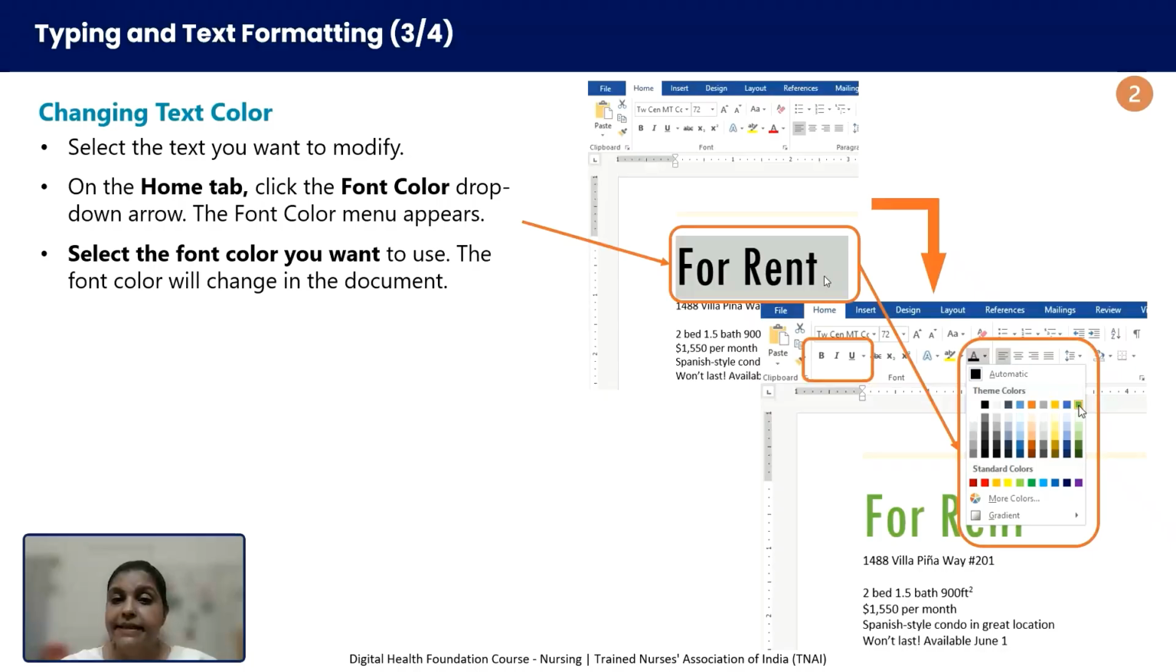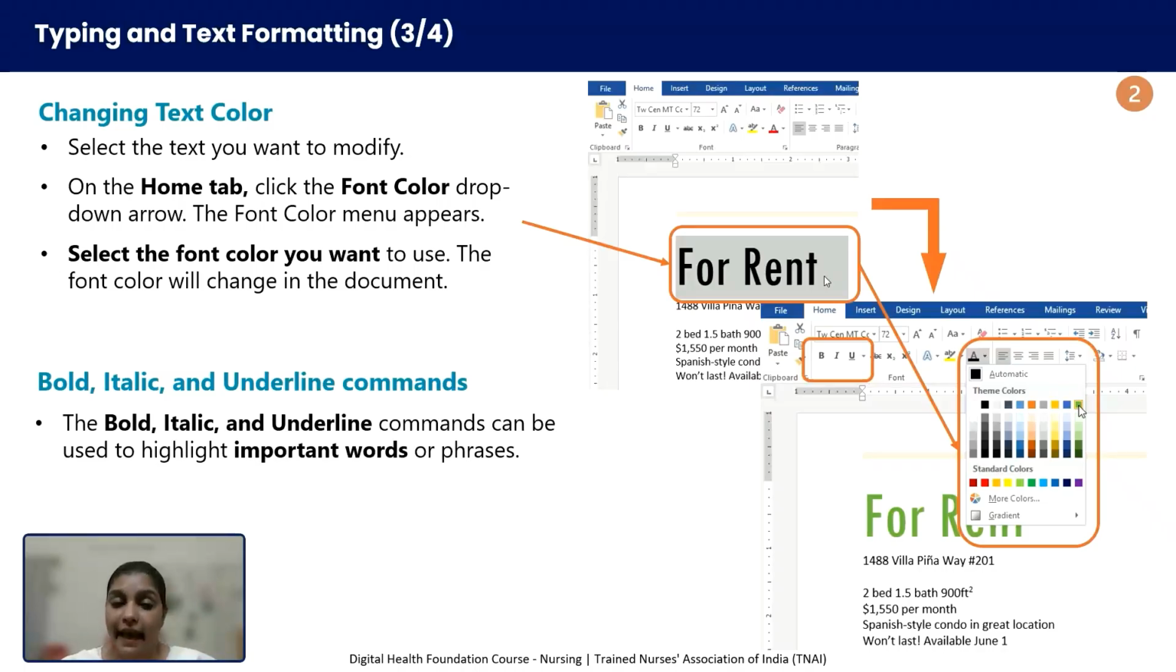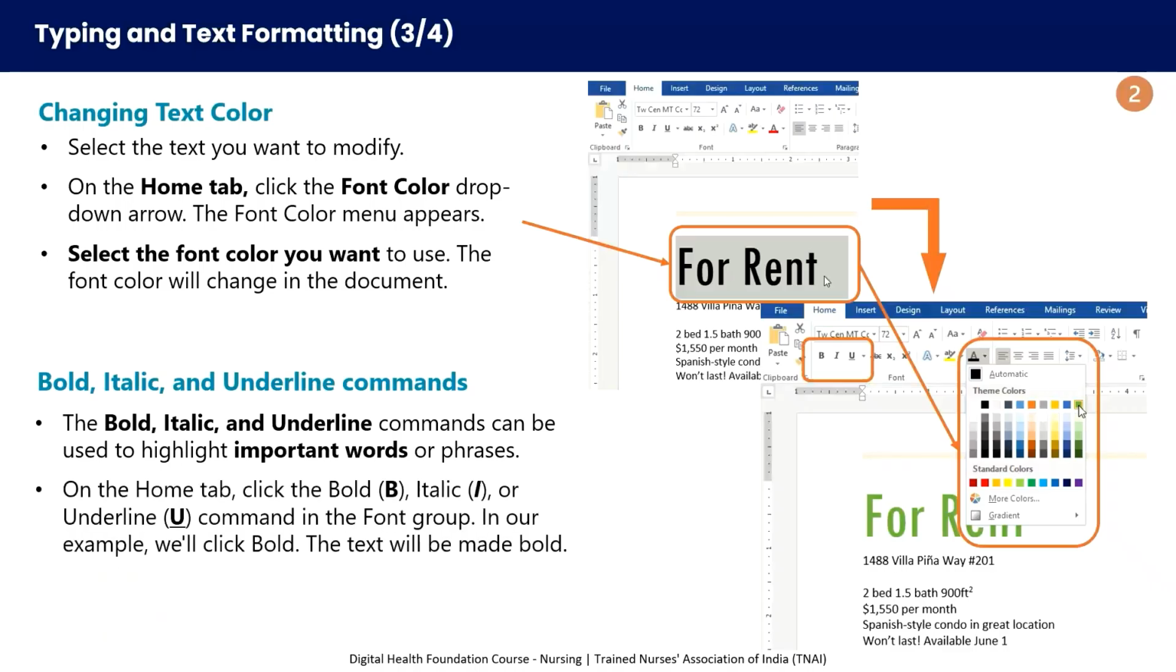Now, to emphasize key parts of your content, you can use the bold, italics, and underline commands. These are especially useful when creating headings, subheadings, or highlighting critical points in documentation. You'll find these options right in the font group on the Home tab. Alternatively, you can use keyboard shortcuts like Ctrl B for bold, Ctrl I for italics, Ctrl U for underline. These shortcuts can save you time and help maintain formatting consistency in your document.